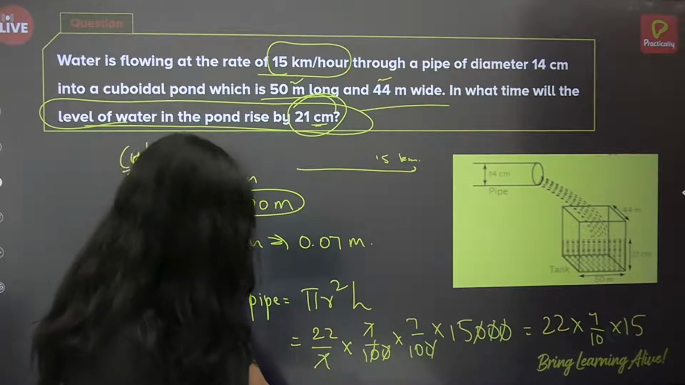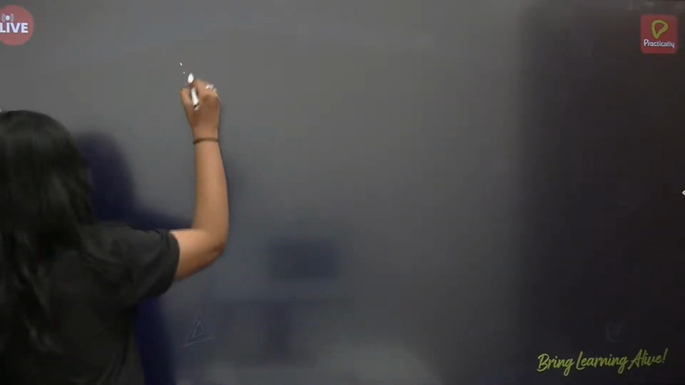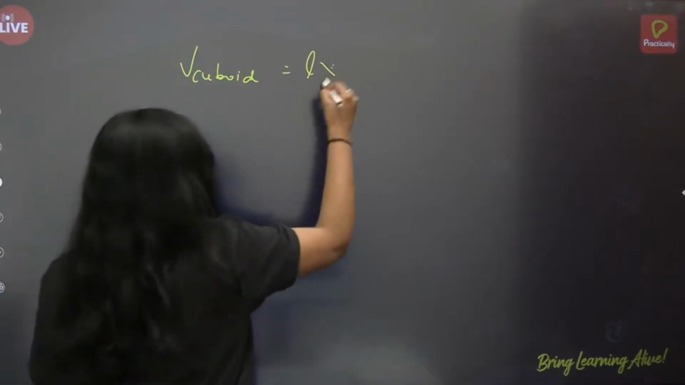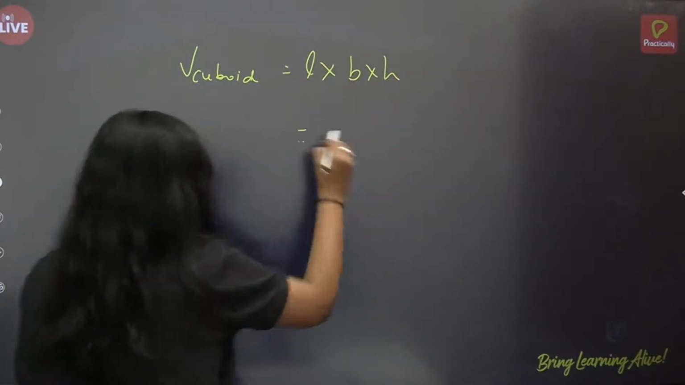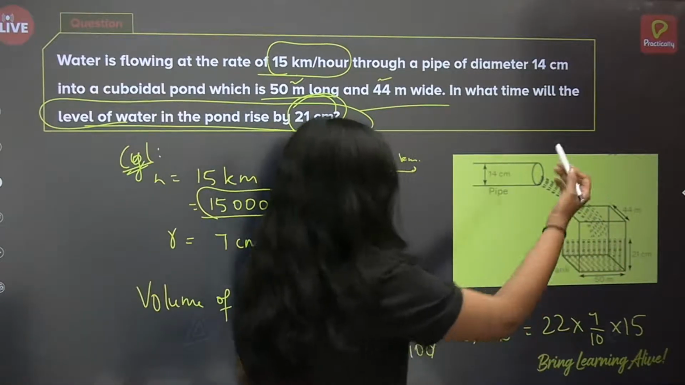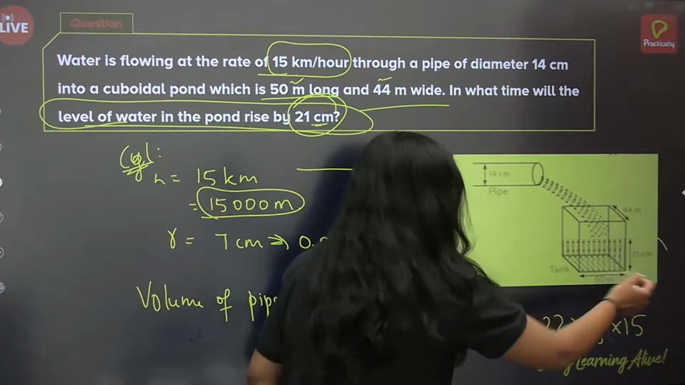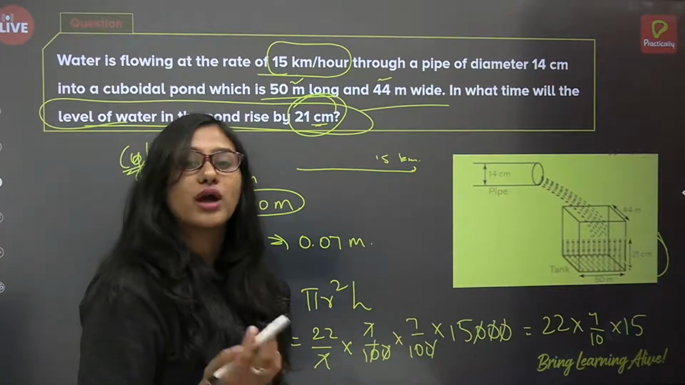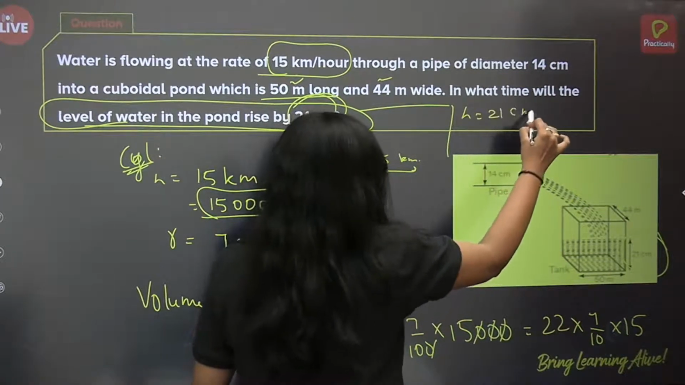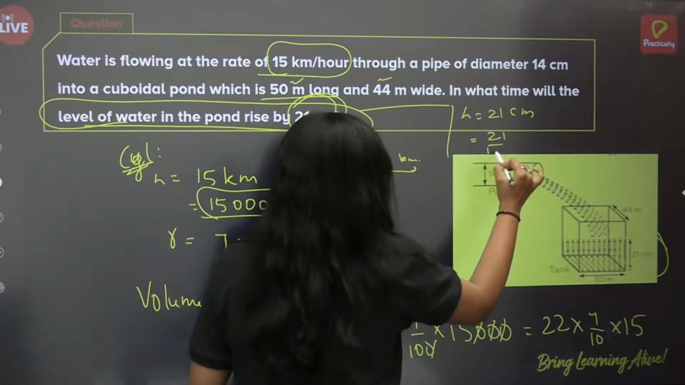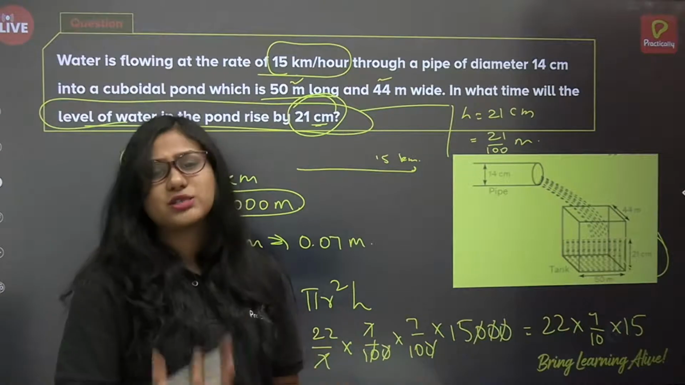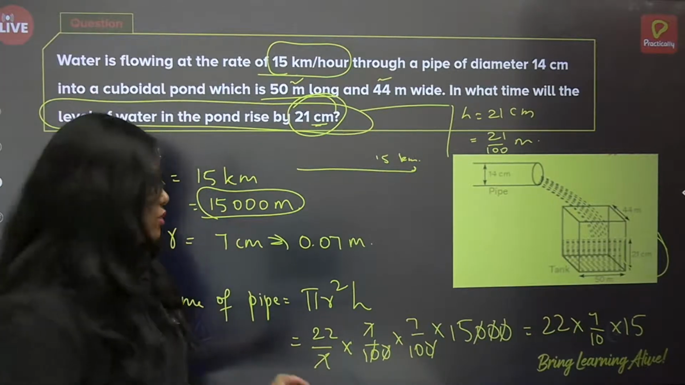Yes. Now, it is time to find the volume of cuboidal tank. Volume of cuboidal tank is equal to length into breadth into height. Correct. What is the length given? 50 meters. What is the breadth given? 44 meters. But height is given in centimeters. So, first we have to convert the height into meters. So, height is equal to 21 centimeters. This is nothing but 21 by 100 meters. Right? So, let us keep 21 by 100, or you can write 0.21. Doesn't make any difference. Okay?